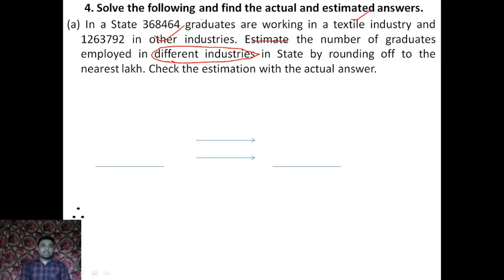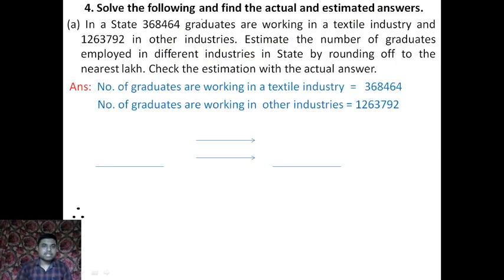Okay, first do it. What will the statement be? The statement will be: number of graduates working in the textile industry, number of graduates working in other industries. Now, what is it asking for? An actual sum, and an estimated sum. Now see one thing here: it asks for the estimation, but rounded to the nearest lakh.